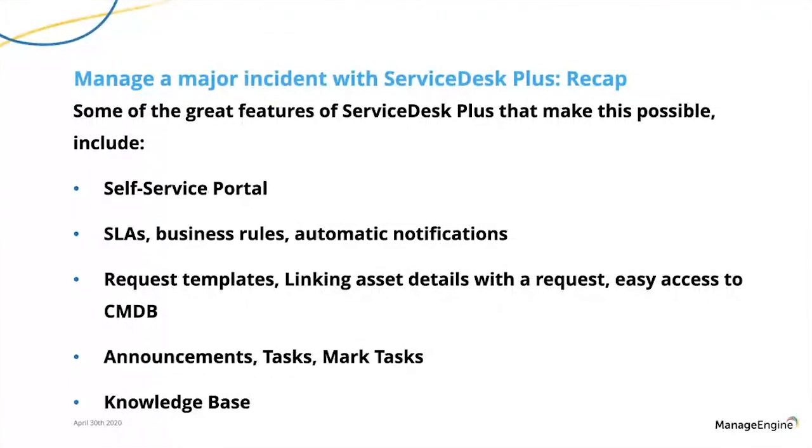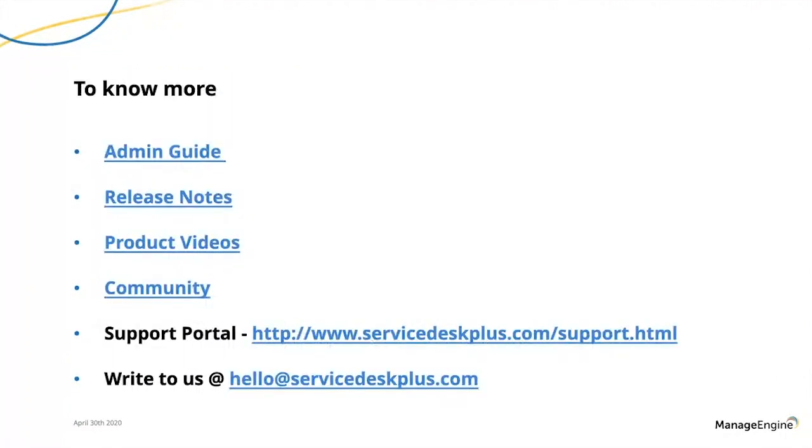So we have seen the identification and detection part, how users can communicate through the self-service portal, the notification channels, the SLAs, business rules. We have also seen how we could link and merge tickets. Of course, when you associate assets or services to a problem, it would also help you in getting the CMDB data. We saw announcements, tasks, knowledge base. So these are all the features that we have discussed. And here are a couple of reference notes that you could make use of.